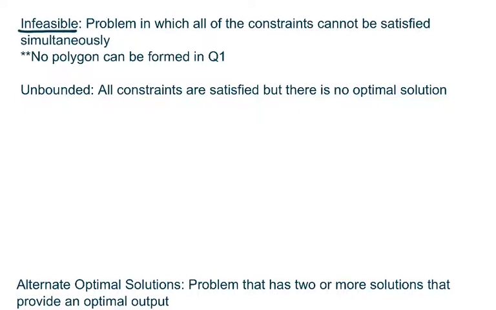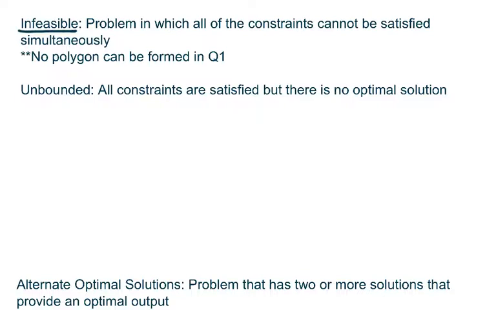Remember, quadrant 1 is important here because usually X and Y represent objects or time or people. You can't have negative of any of that, so everything has to be positive here. So if we don't have a polygon in quadrant 1, then it is a situation where it is infeasible.